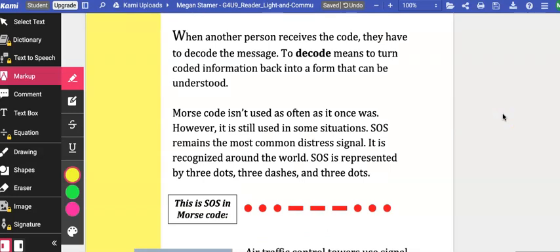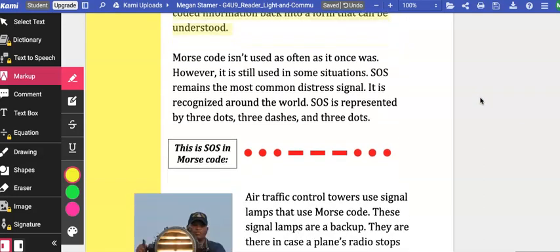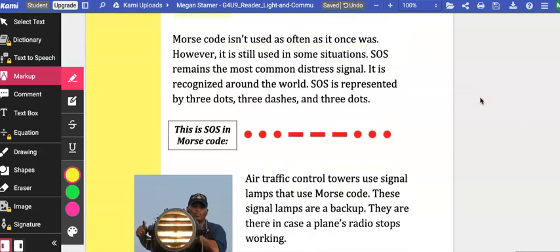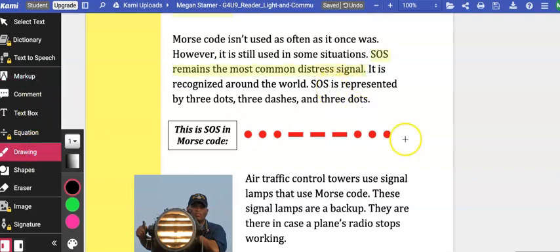When another person receives the code, they have to decode the message. To decode means to turn coded information into a form that can be understood. Morse code isn't used as often as it once was. However, it is still used in some situations. SOS remains the most common distress signal. It is recognized around the world. SOS is represented by 3 dots, 3 dashes, 3 dots. Don't forget to highlight or make a mark next to that diagram.